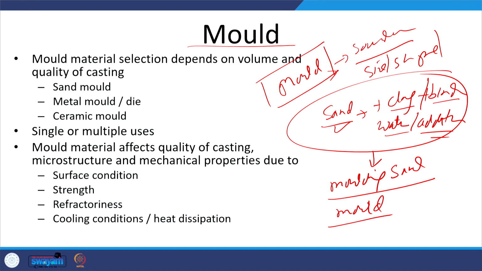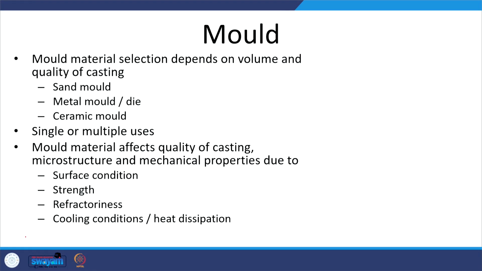And when sand molds are used, these are used for one use only. After making the casting, the sand mold has to be broken. So these are called expendable. So there is complete loss of the mold. So just for one use, this kind of mold is used.